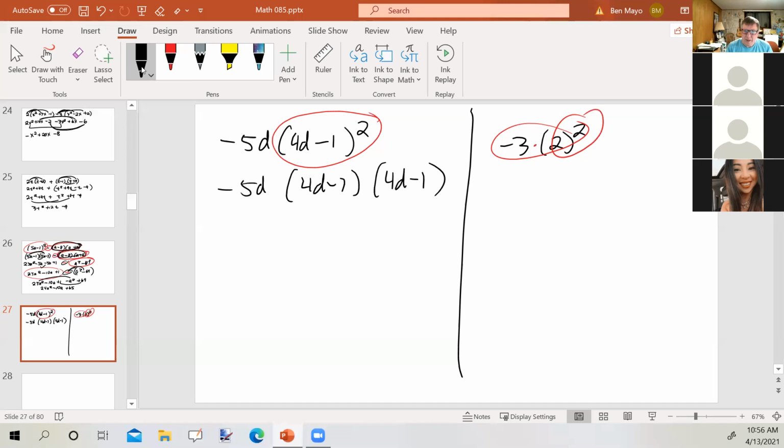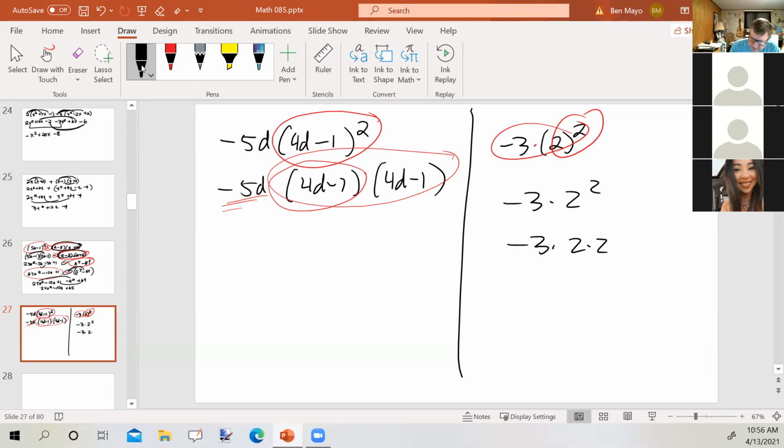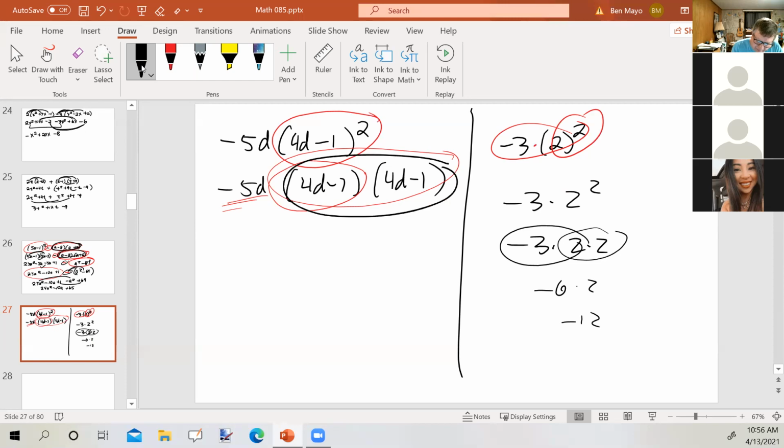Now we have a choice. We can continue to FOIL that together and simplify it and then multiply by negative 5d. Or we could take negative 5d and multiply it here, but only times that first factor. For instance, if we took this and expanded it to that, and then we didn't multiply those together for next, we could do that, negative 6 times 2 and get negative 12. I'm going to go ahead and do this first, however, okay?